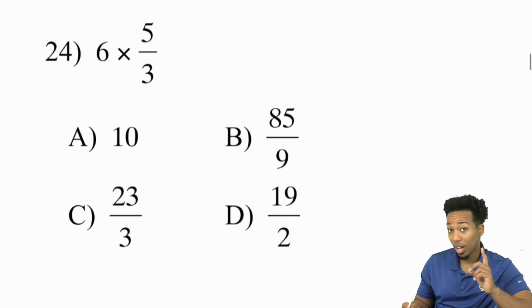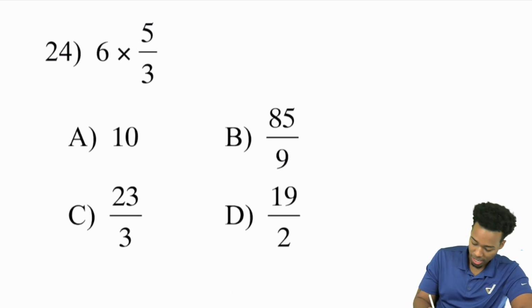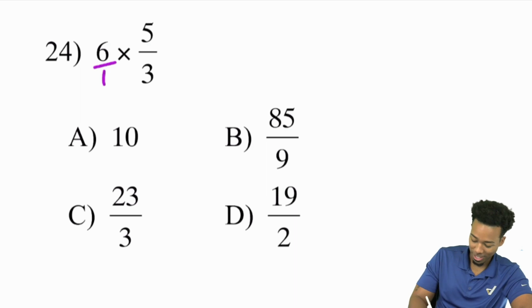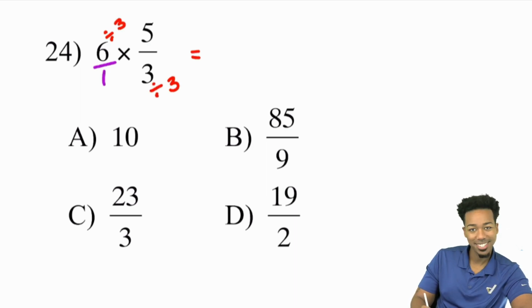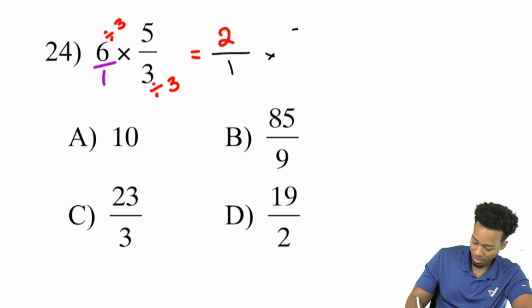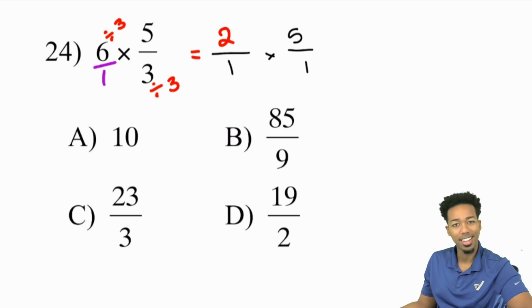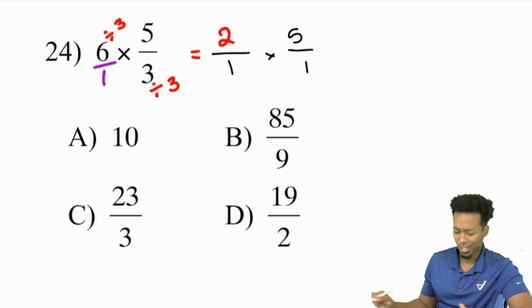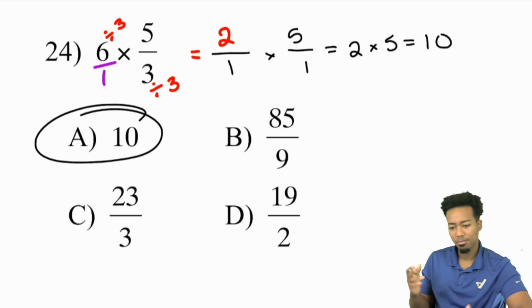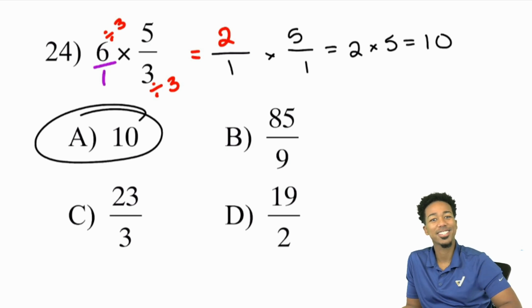Same deal, but watch this now. Notice that, again, we can treat this like 6 over 1. And what we have going on, my party people, is that 6 and 3 are both divisible by 3. And so what we end up having is 6 divided by 3 is 2 over 1 times 5 over 1. Oh, look at that. You have 2 over 1, which is the same thing as saying 2. 5 over 1, which is the same thing as saying 5. 2 times 5 is 10. And there's your answer. There's your answer, nice and easy.